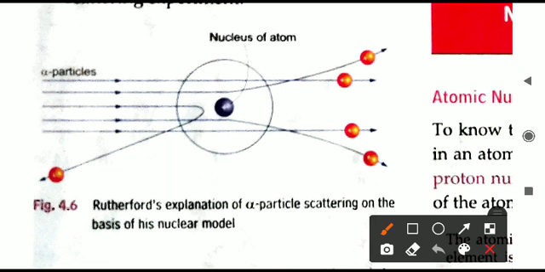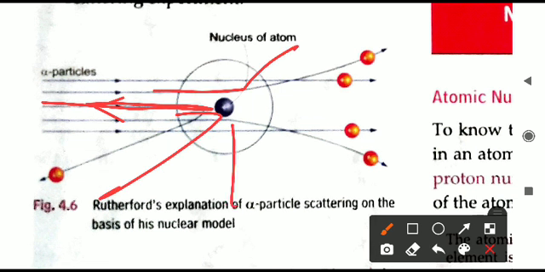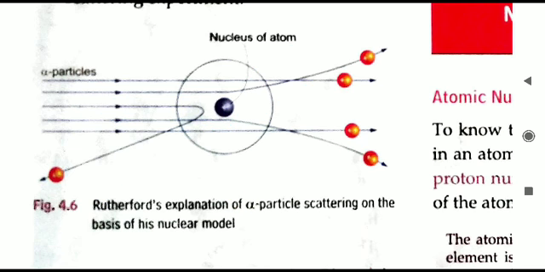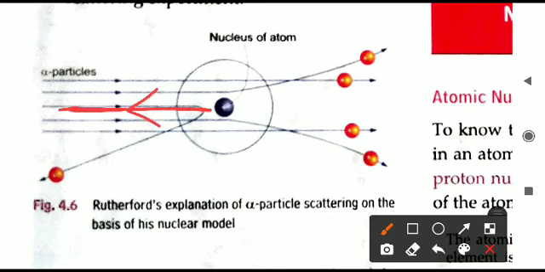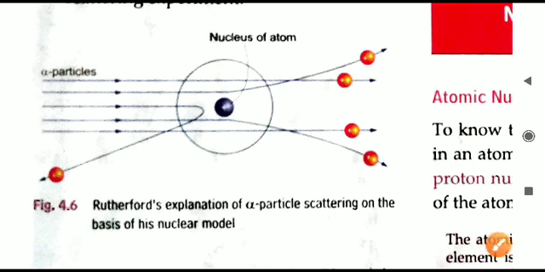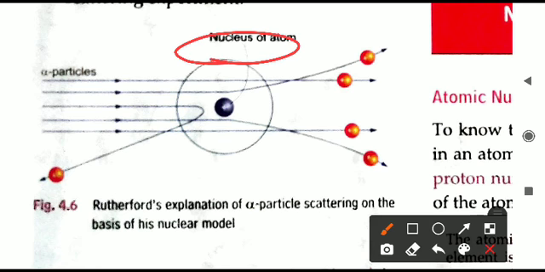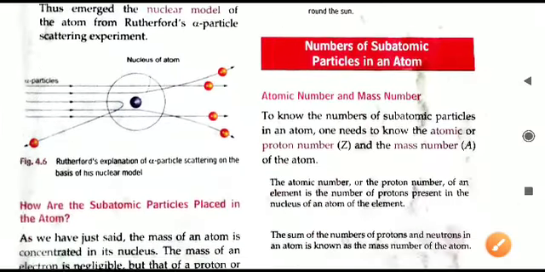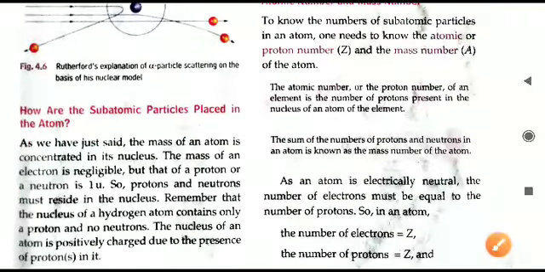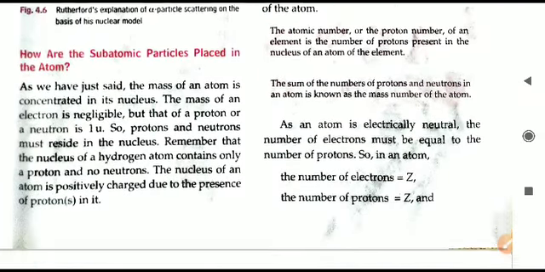But there were certain particles which just came back. Some changed direction, you can see different directions they can go, but some particles came back in the exact same direction. They were moving forward and then came back the same way. This proves that at the center of the atom there is a small positively charged body, called the nucleus. So this is all about Rutherford's alpha particle scattering experiment.